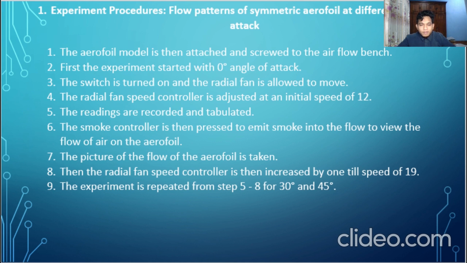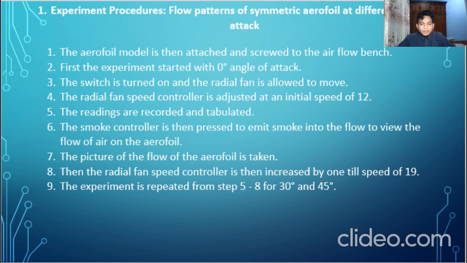Second, we start the experiment with 0° angle of attack. Next, the switch is turned on and the radial fan is allowed to move. Next, the radial fan speed controller is adjusted at an initial speed of 12. Next, the readings are recorded and tabulated.